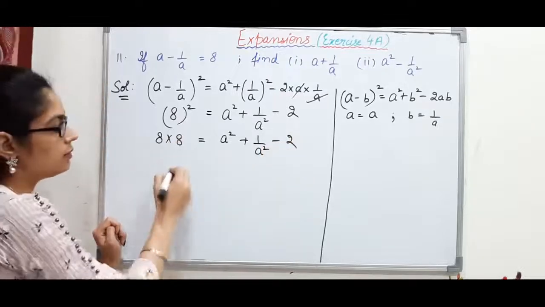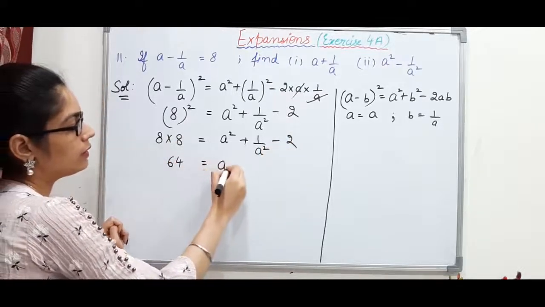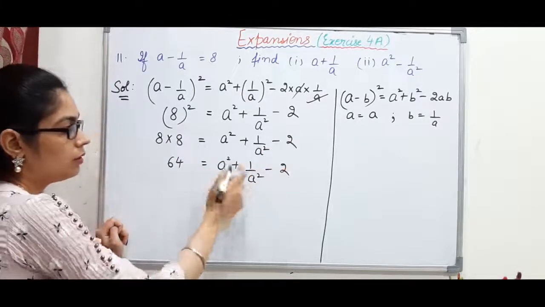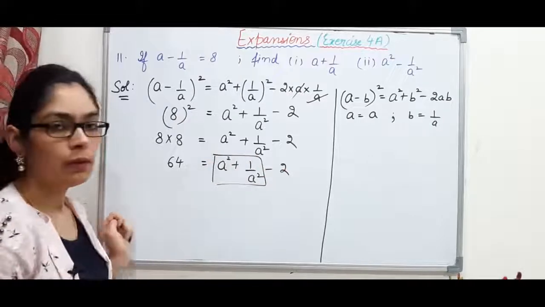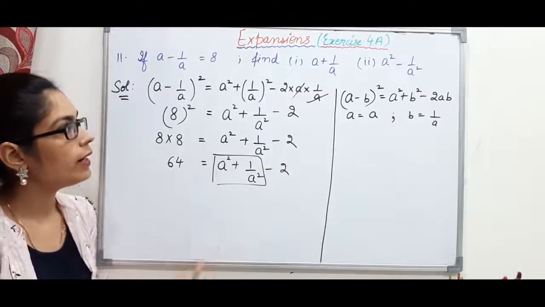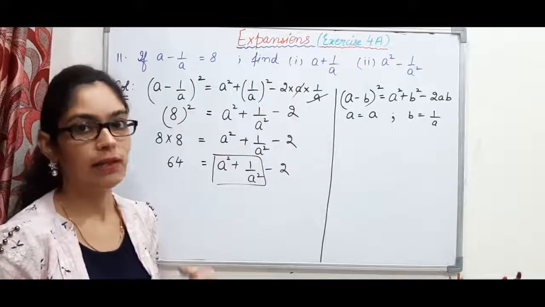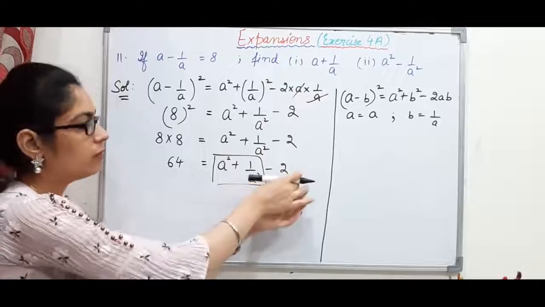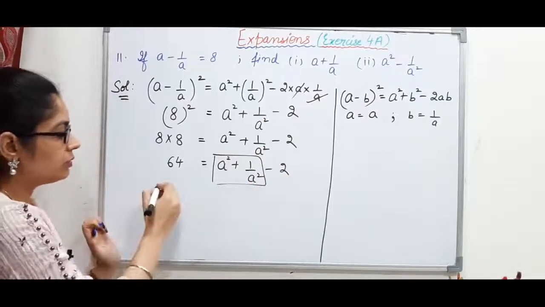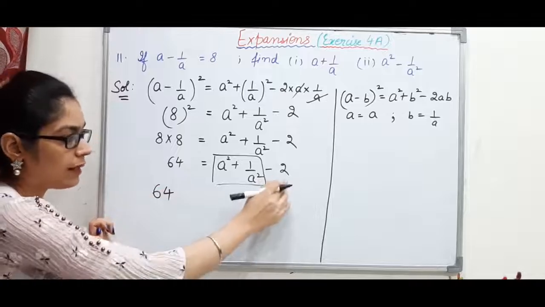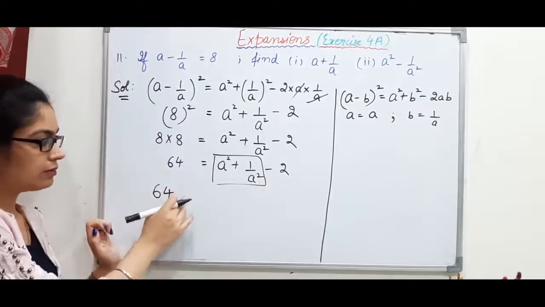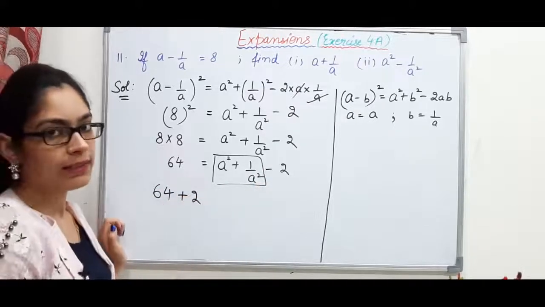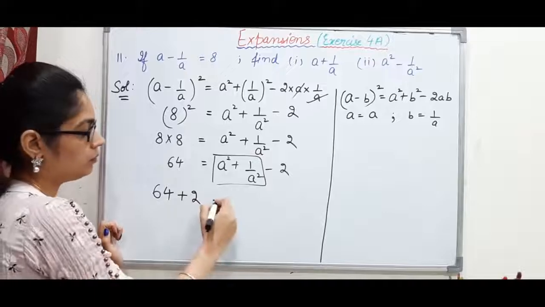8 into 8 is 64, which equals a square plus 1 by a square minus 2. We need only this much, because we will use this while finding the value of a plus 1 by a, like we did in the previous question. So only this we will keep on this side, and this minus 2 will shift to the other side. So 64, and this minus 2 on this side will be plus 2, because minus 2 on changing the side will change to plus 2.